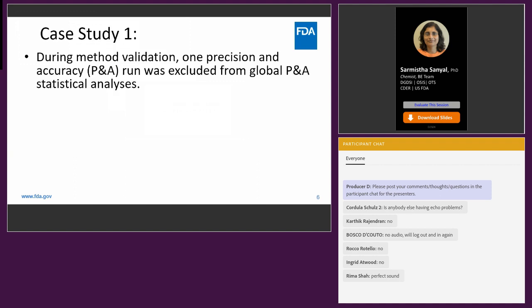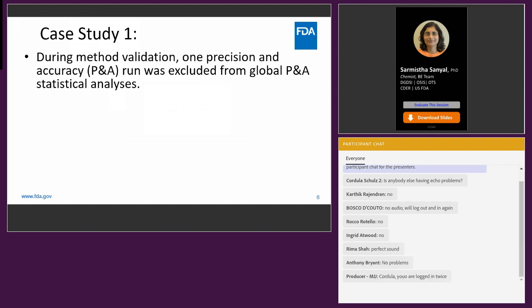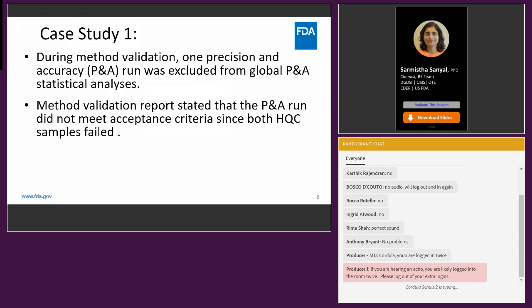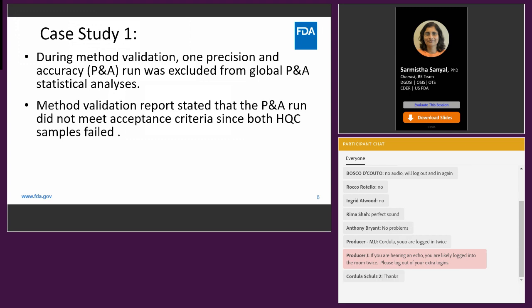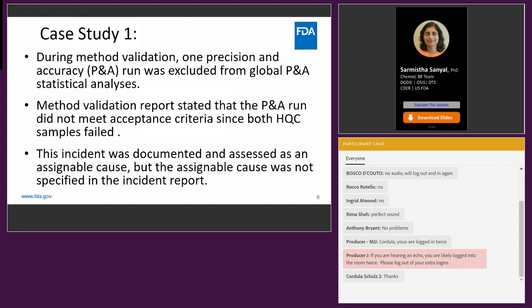Consider the situation. During a method validation experiment, one precision and accuracy run was excluded from overall precision and accuracy statistical analysis. The method validation report stated that the precision and accuracy run did not meet the acceptance criteria since both high QC samples in that run failed. The incident was documented in an incident report and assessed as an assignable cause. Based on that, the precision and accuracy run was rejected. Although I would like to note that the exact nature of the assignable cause was not specified in the incident report.